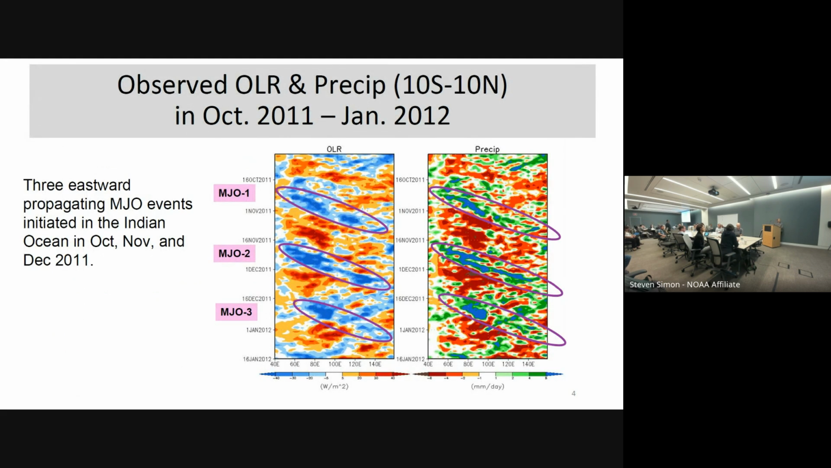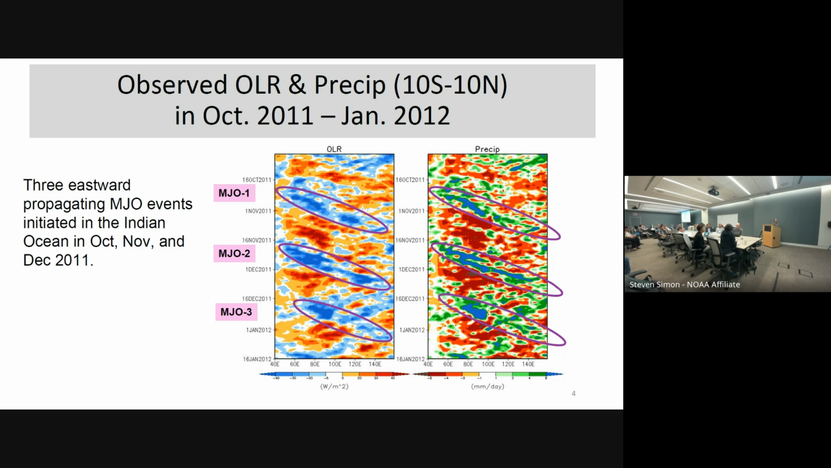Okay, first look at the tropical variations in the observation. This slide shows observed OLR and precipitation over the equatorial Indian Ocean to the maritime continent from October 2011 to January 2012. We can clearly see three well-organized eastward propagating MJO events initiated in the Indian Ocean in October, November, and December. We will mark them as MJO 1, 2, and 3 in the analysis.